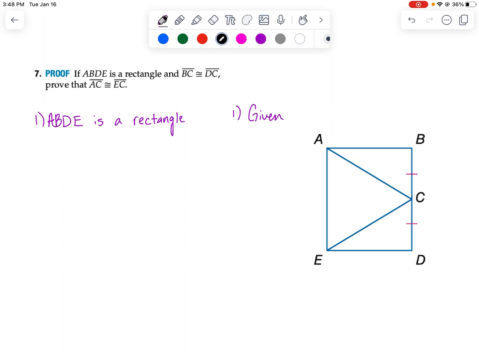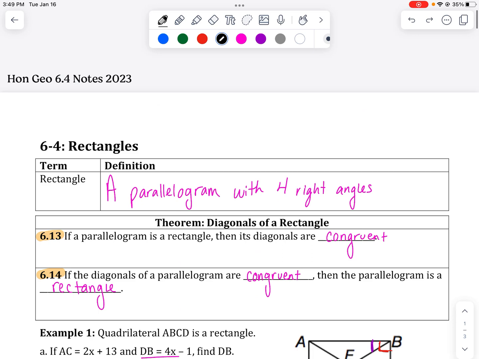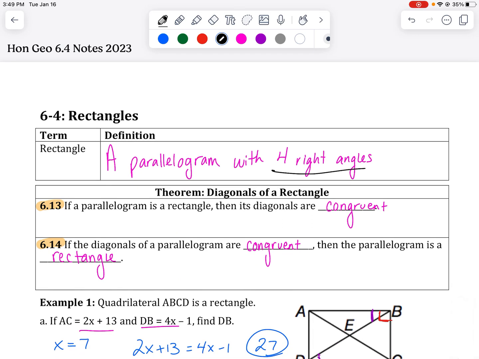Now, I don't have anything else really that I can do as far as overlapping sides or vertical angles. But what I can do is look back at that given statement, and there's a key vocabulary word there, rectangle. What does it mean to be a rectangle? Well, if I go back to my definition, a parallelogram with 4 right angles. So earlier on today, we defined a rectangle as a parallelogram with 4 right angles.